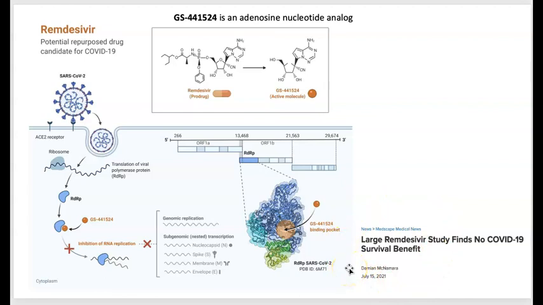Large remdesivir study finds no COVID-19 survival benefit, yet this is standard of care. And if you talk about this on any social media platforms, nobody's going to ban you. However, you're toeing the line if you talk about ivermectin or something else, which, one could argue, has just as much, if not more, evidence for being successful and efficacious against the virus.